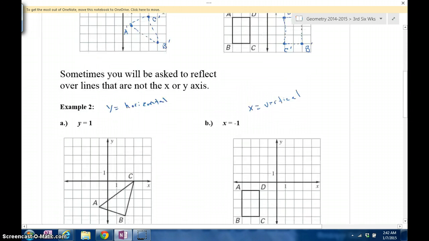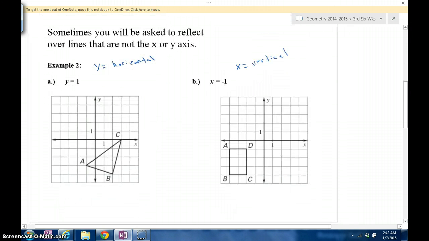Let's see how we deal with this. y equals 1, so let's draw our line of reflection. Here's 1 on the y-axis, horizontal line through. y equals 1. That's our line of reflection. Then again, same process, equal distance, opposite direction. So C is 1 unit from there, so C prime.